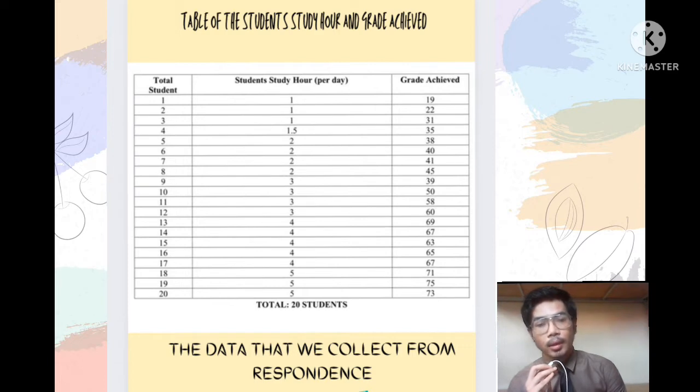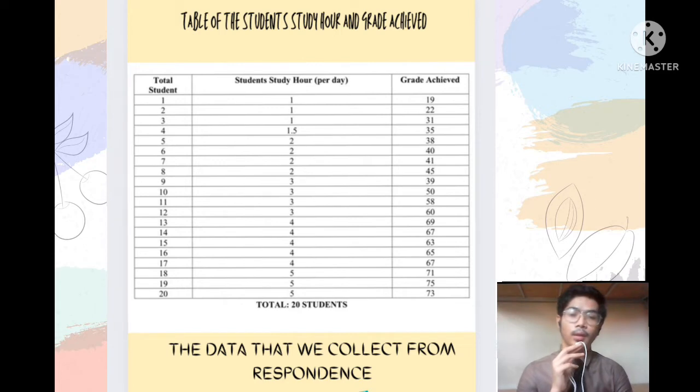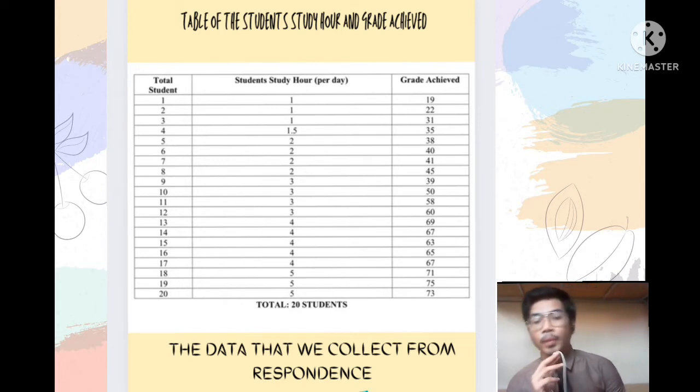Through the data obtained, we found a total of 3 students who studied for 1 hour. The grades achieved by them are from 19 to 31. It is categorized as the lowest grade. Next, we found only 1 student who studied for 1.5 hours a day. The grade achieved by the student is also relatively low at 13.5.